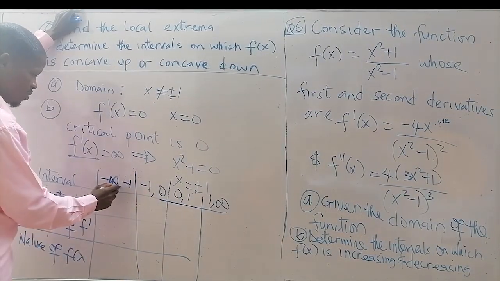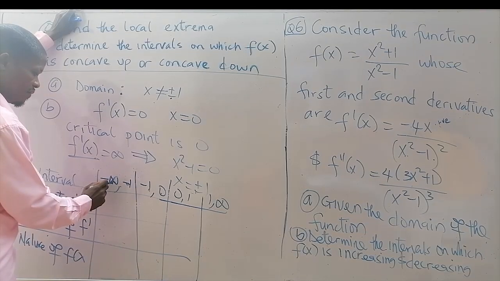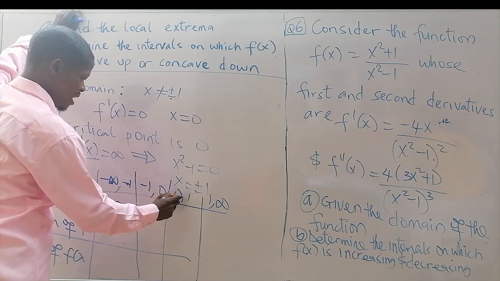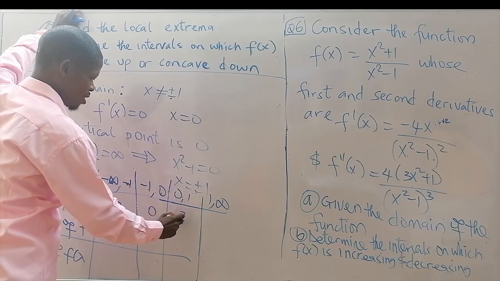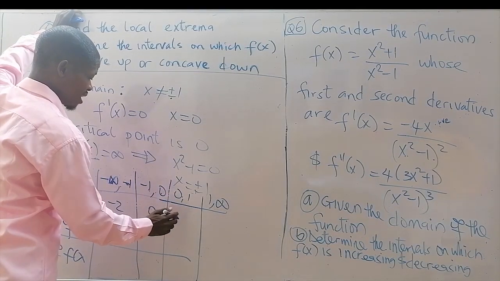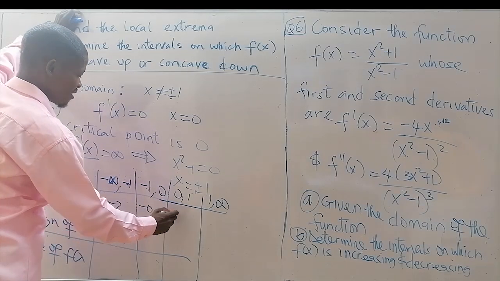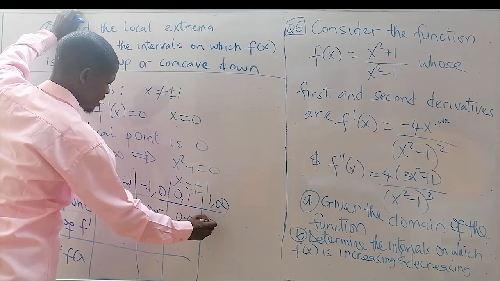We can take a test point between negative infinity and minus 1, we can take minus 2. Between minus 1 and 0, we can take minus 0.5. Between 0 and 1, we can take 0.5. And between 1 and infinity, we can take 2.